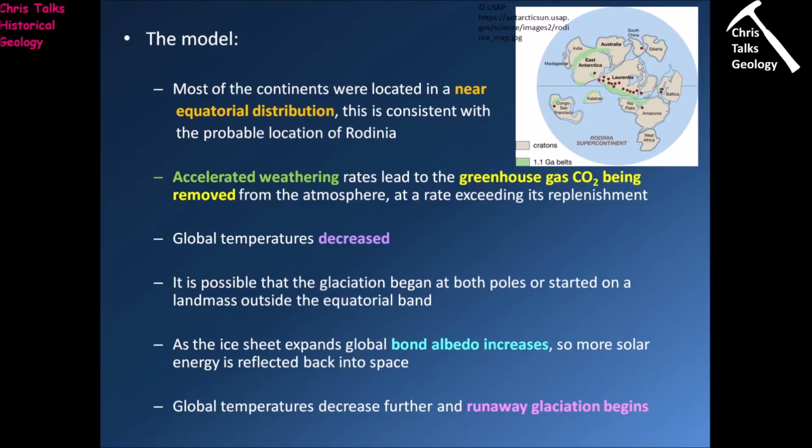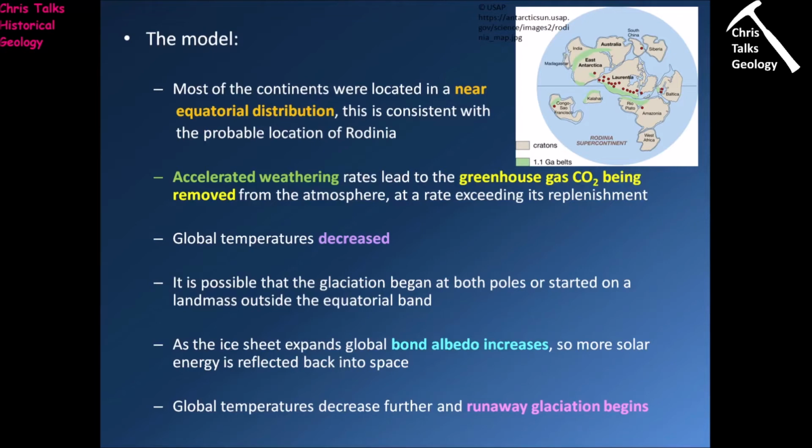Now, we also know, of course, that carbon dioxide is a greenhouse gas. So, as the amount of carbon dioxide decreases, the greenhouse effect becomes weaker, and so that means the Earth is less able to retain heat. And so global temperatures will begin to decrease.